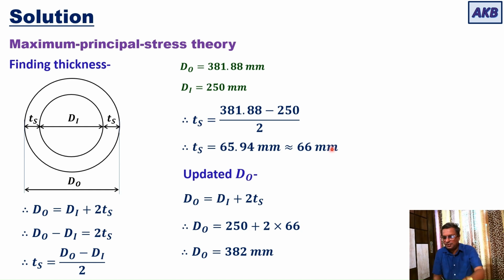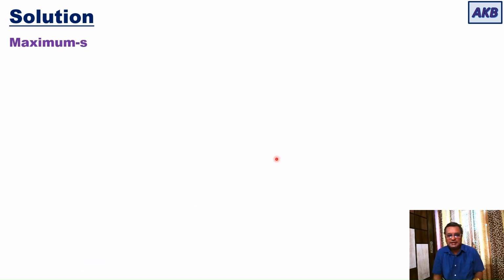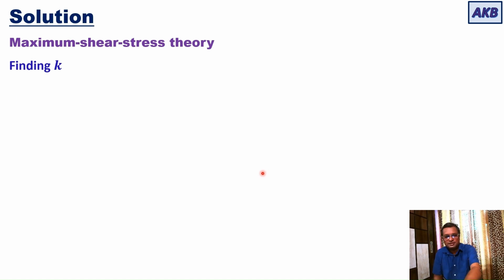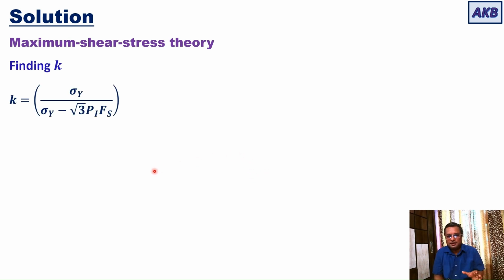Next, let us use the next theory, which is maximum shear stress theory. The first step is to find K, and for that we are going to use the equation for K according to maximum shear stress theory. Again, I have derived the equation in my earlier videos. Link is available in the description section. As per this theory, K is given as the square root of sigma y upon sigma y minus root 3 into Pi into Fs. Sigma y is given to us as 450 meganewton per meter square. Pi is given to us as 120 meganewton per meter square.